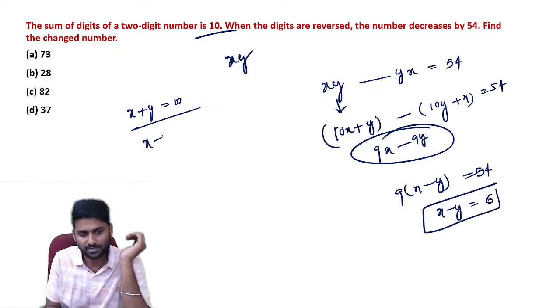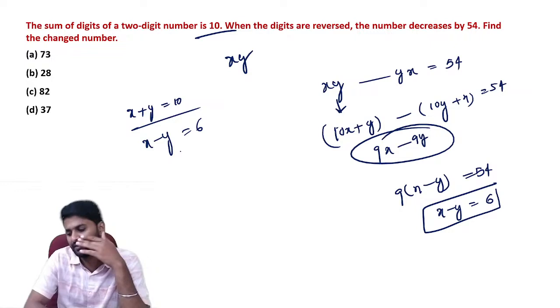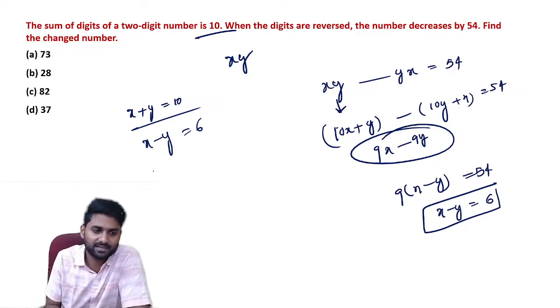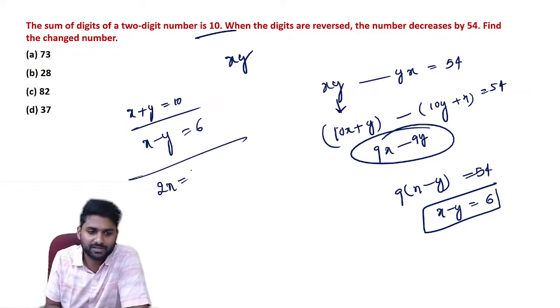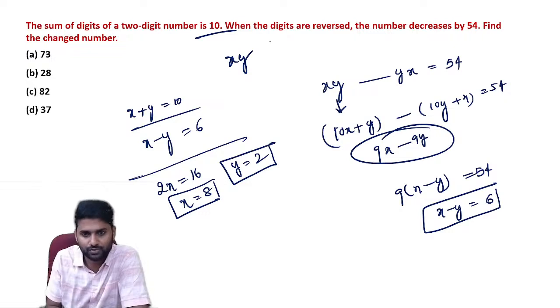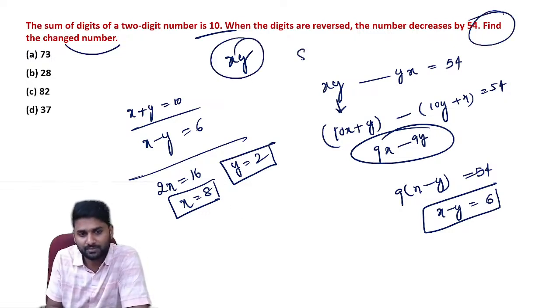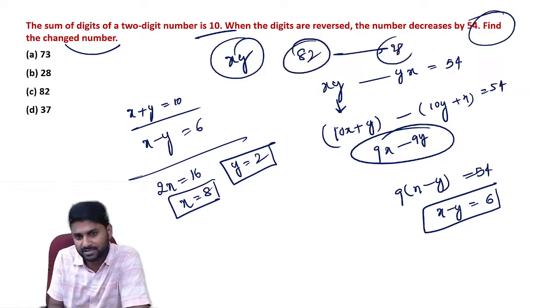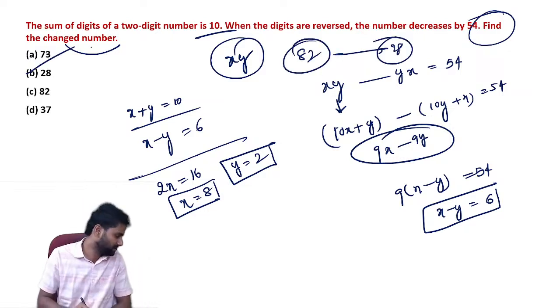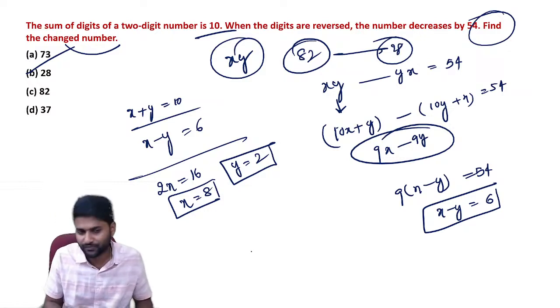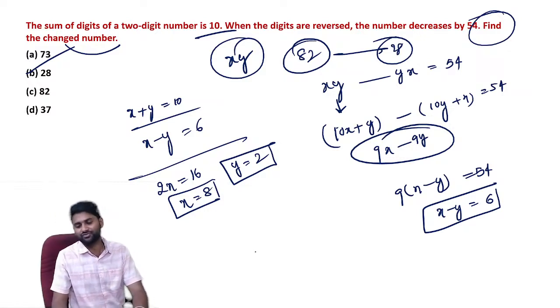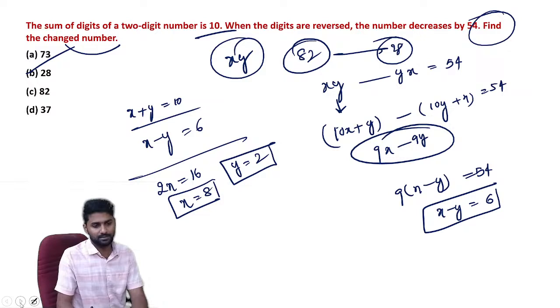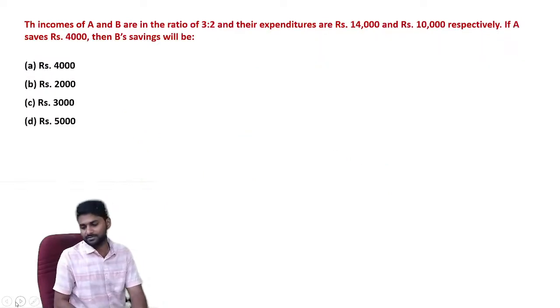Let's go through this previous comparison. We have the difference is 6 and the sum is 10. Then 2x is equal to 16, so x is equal to 8. If x is equal to 8, definitely y is equal to 2. Now the question: find the change in number. Here the original number is 82, but we are changing it to 28. Just understand that we need to find the change in number. The change in number is 54. Next, try to answer this question.